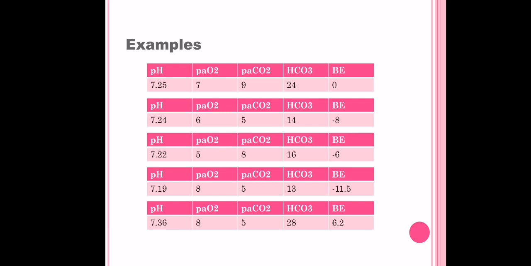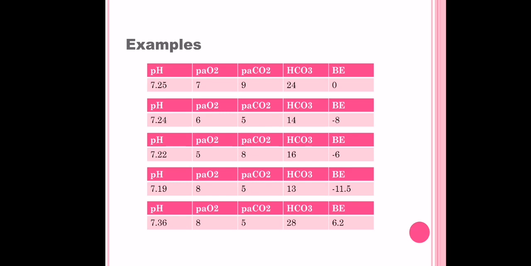So let's look at these examples. The first one shows us a respiratory acidosis. So the pH is low at 7.25 and the PCO2 is raised to 9. The second example gives us a metabolic acidosis, which shows a low pH again of 7.24. This time the respiratory parameters are normal, but the bicarb is low at 14 and the base excess is low at -8.